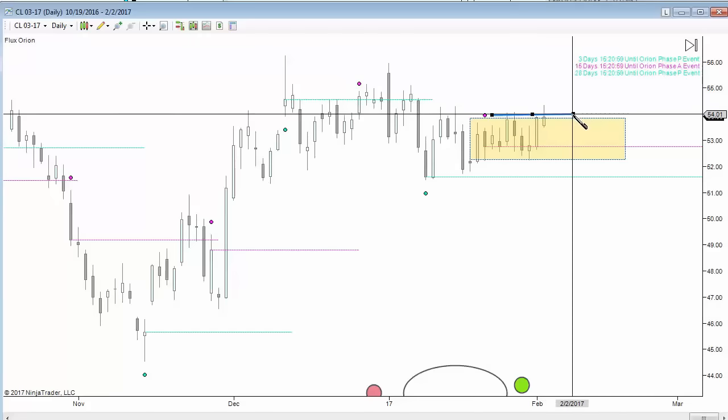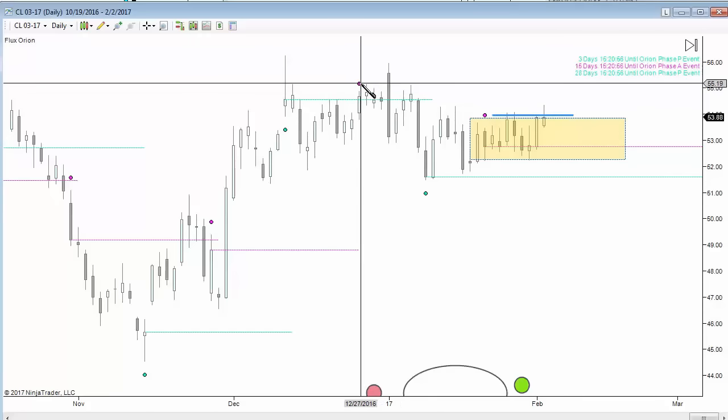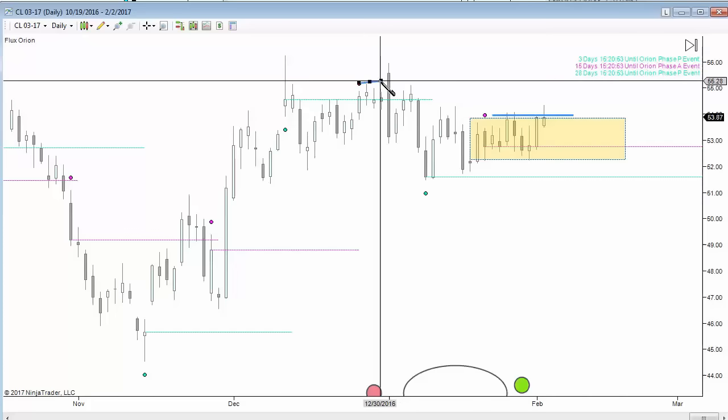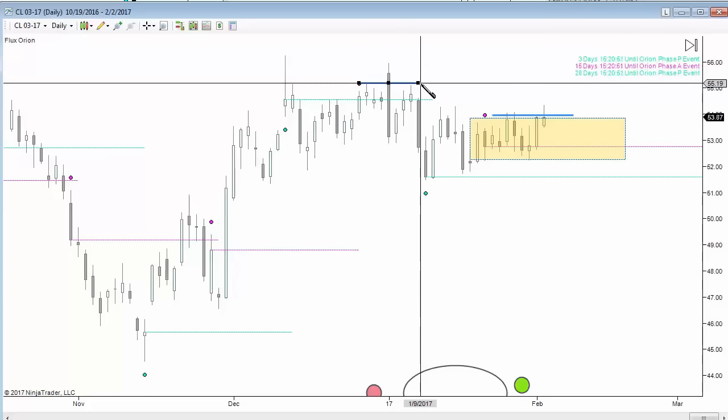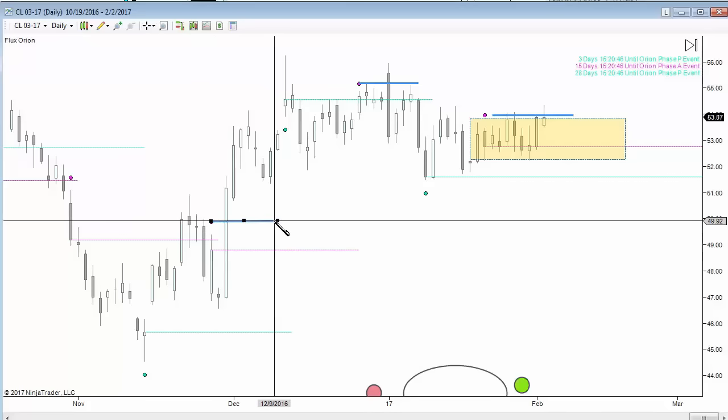Okay, so if I come over here, the dot is just a standard fixed distance from the close of the high of the candle. It's something you can adjust in your NinjaTrader indicator list. But I would like you to see what happened at the last 3 phase alpha A events.